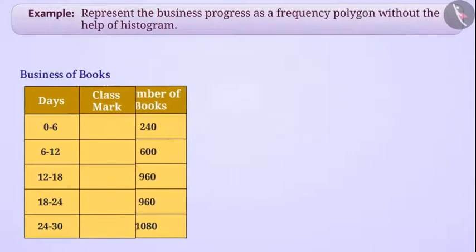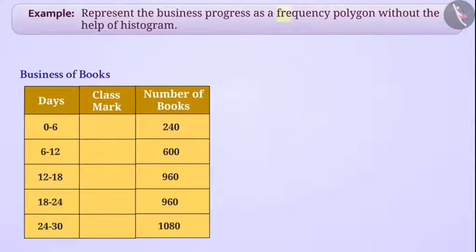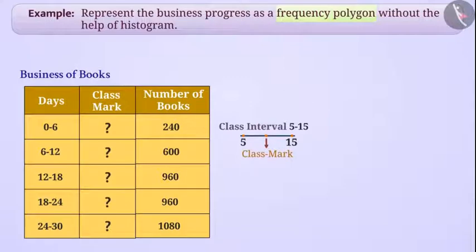We need class marks to create a frequency polygon independently. We know that the midpoint of class interval is called a class mark. Can you tell how we find the class marks? Think.